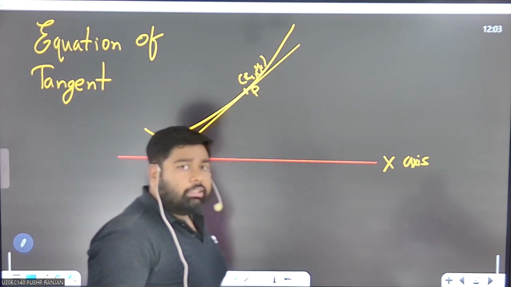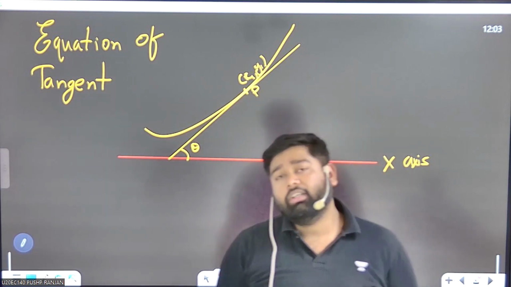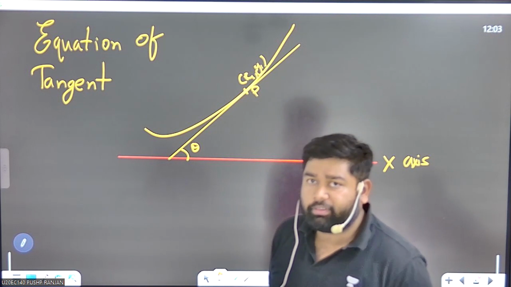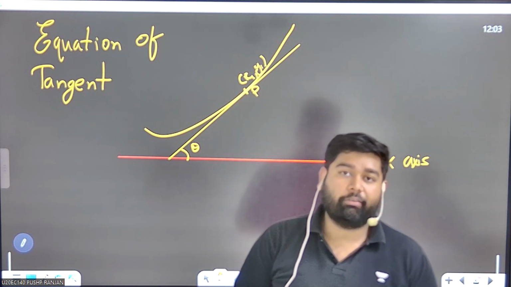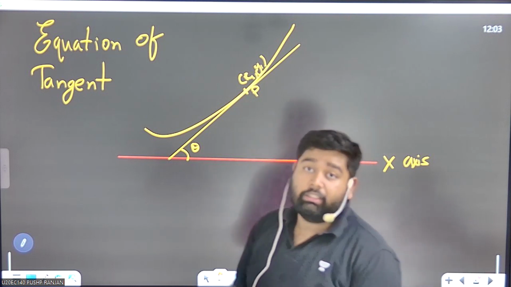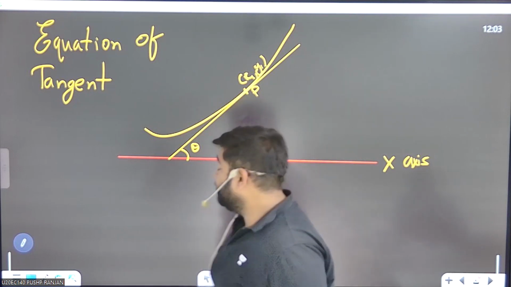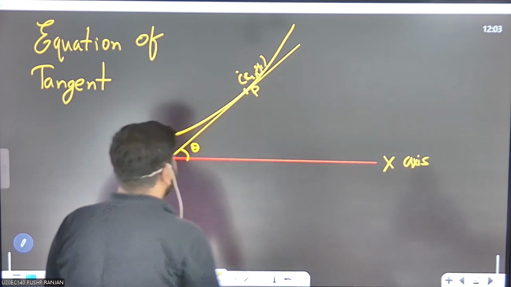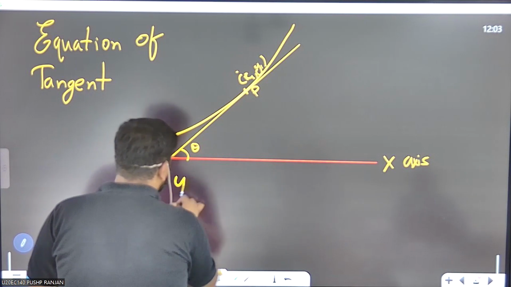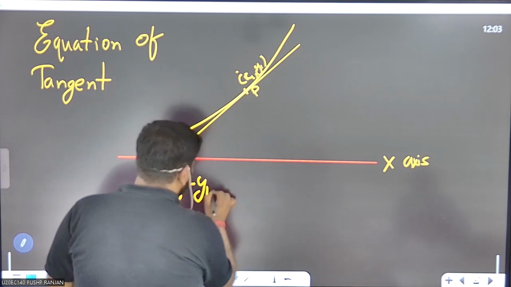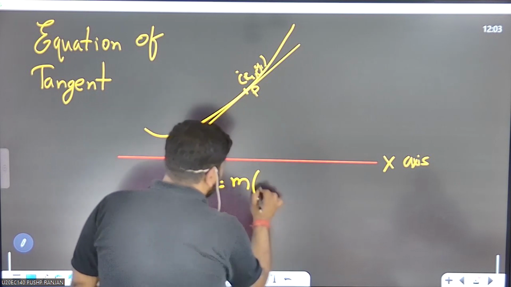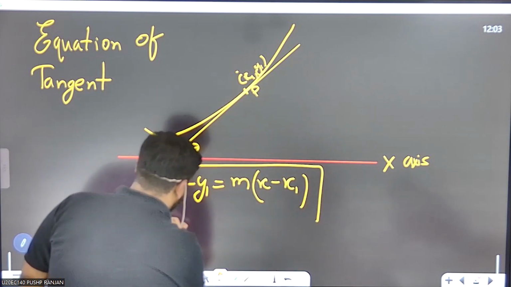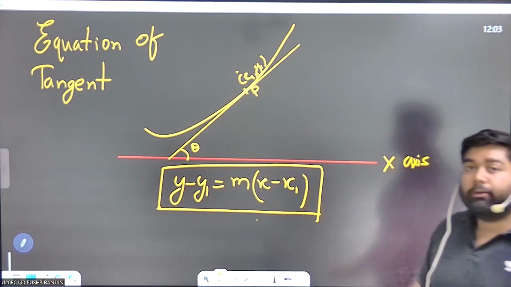As we have studied in straight lines, what is the equation of a line? We need two things to write the equation of a line: the slope and a point. As we can see, we have the point over here. So in point-slope form, the equation of the line will be y minus y1 equals m times x minus x1. This is the point-slope form of the equation of a line.